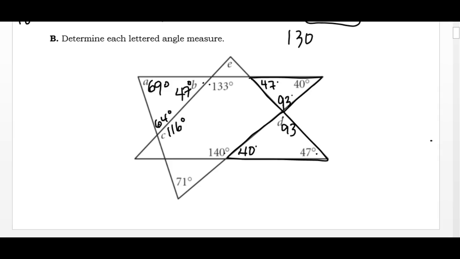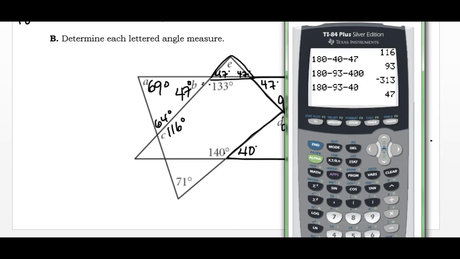So I can vertical that 47 up here. And I'm actually going to vertical this 47 right here too. So this tiny triangle at the top has two 47s. And I've got to find the third angle using my 180 rule again. And I got 86 degrees.